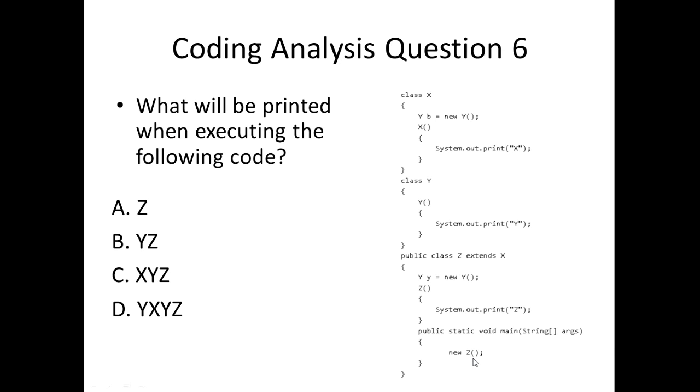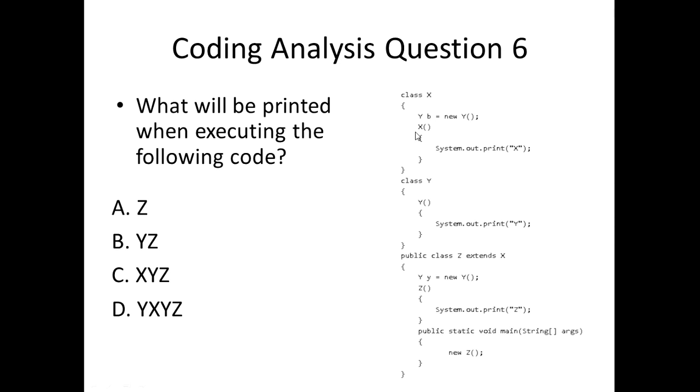All right, so if Z extends X, then what's going to happen is that a new instance of X is going to be created, because whenever you create a new instance of Z, you're also creating a new instance of X. So this new instance of X is going to be created, which means that it's going to jump up here to this class X and then create a new instance of Y. Now, whenever you create a new instance of Y, the constructor is going to be called for Y. So the first value that's going to be printed out will be Y.